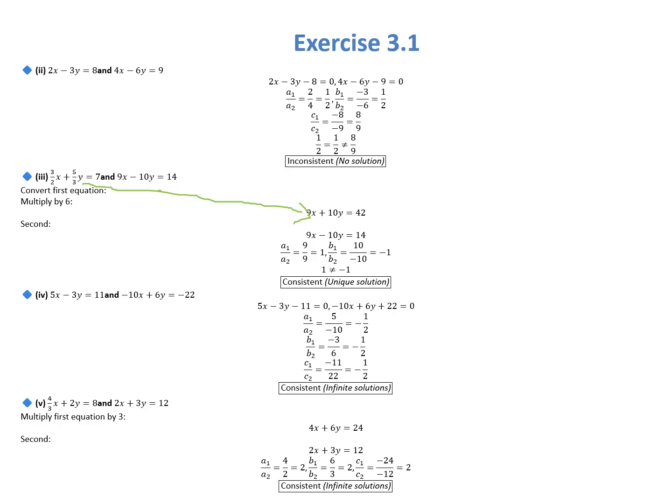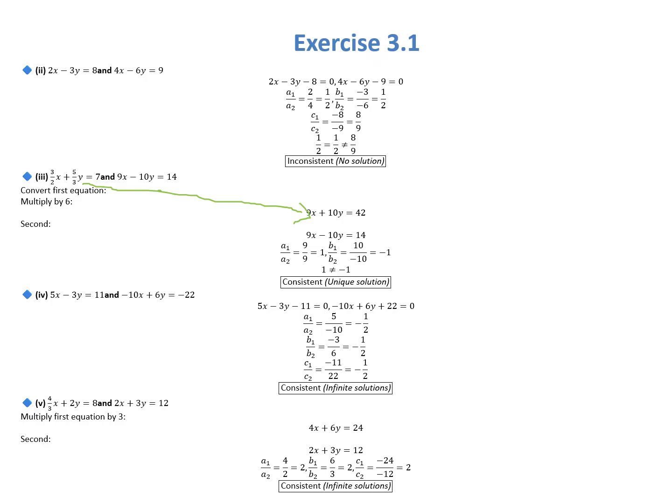So A1 is equal to 9, A2 is equal to 9, B1 is equal to minus 10, B2 is equal to 10, B2 is equal to minus 10, and then we have C1 is equal to minus 42 and C2 is equal to minus 14. But in this case, we are just applying A1 by A2 and B1 by B2, and we've got that A1 by A2 is not equal to B1 by B2, and hence we conclude that this is a unique solution.